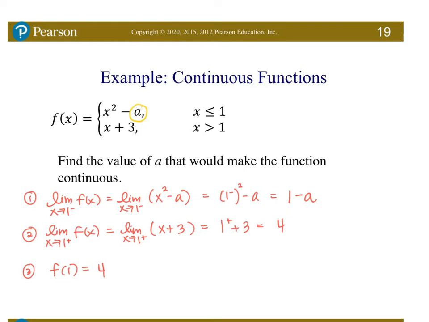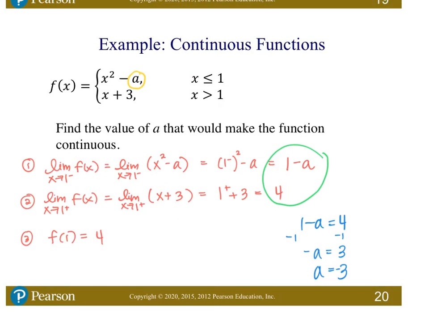All right, so we need to make sure that all of these things match. So basically we're coming down to the point these 2 things need to be set equal to each other. So I'm going to take 1 minus a and set it equal to 4, and then I'm going to subtract 1 from both sides, so negative a equals 3, so a must equal negative 3. So if a was negative 3, then this function would be continuous and all 3 steps would match.